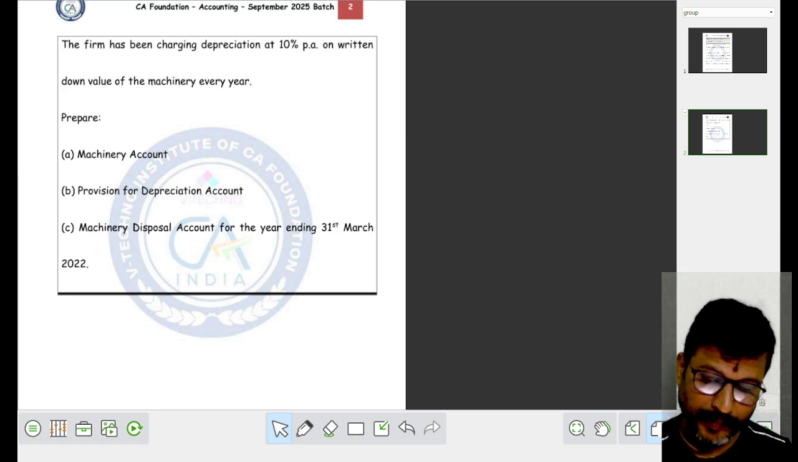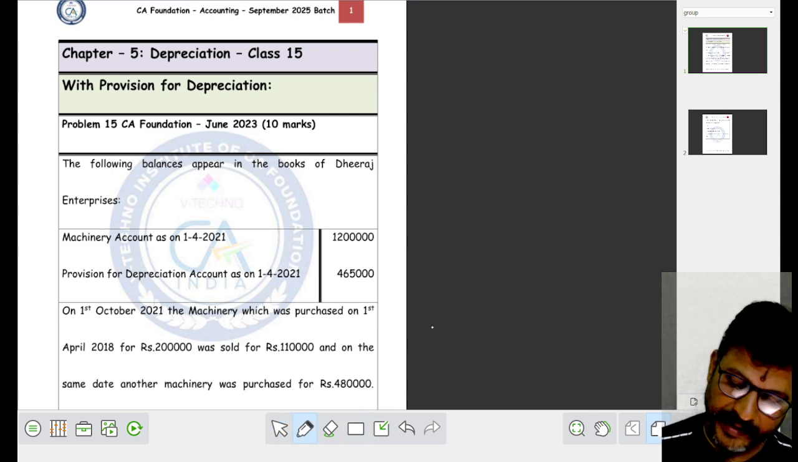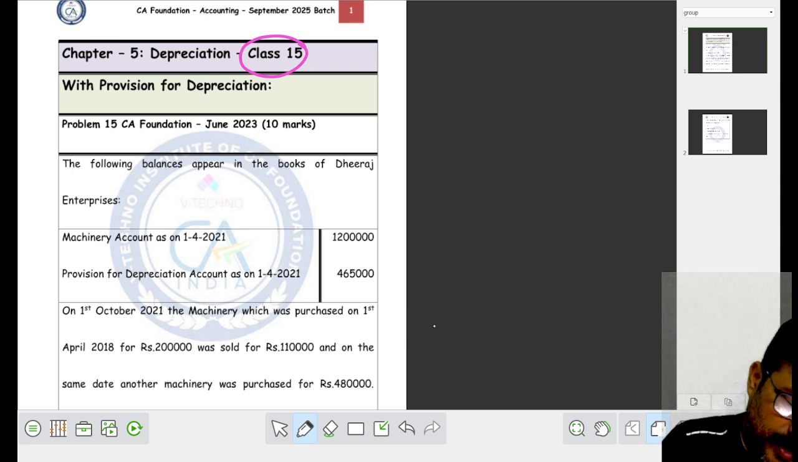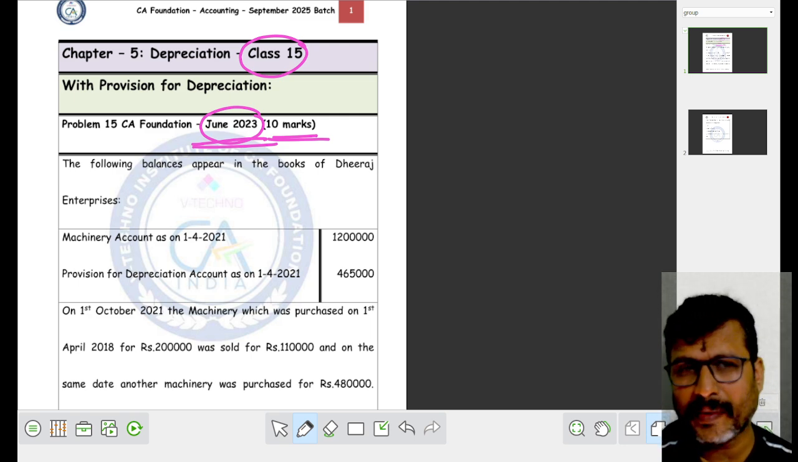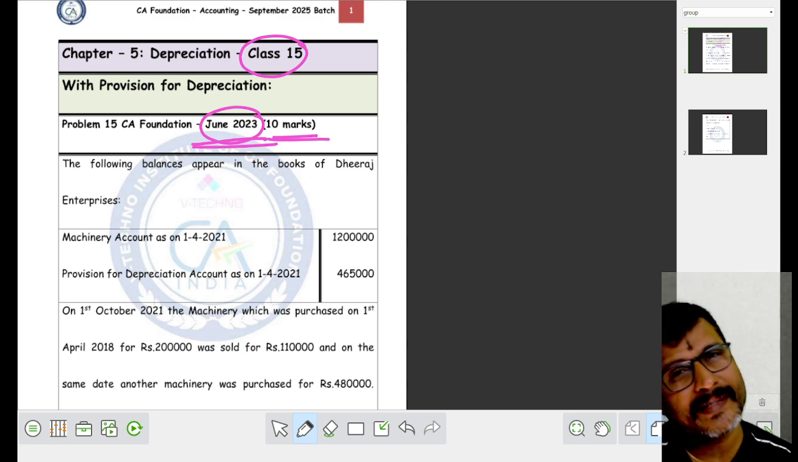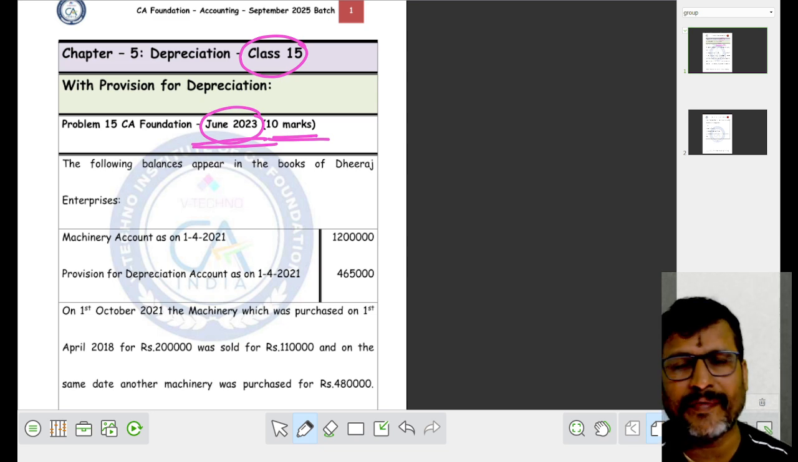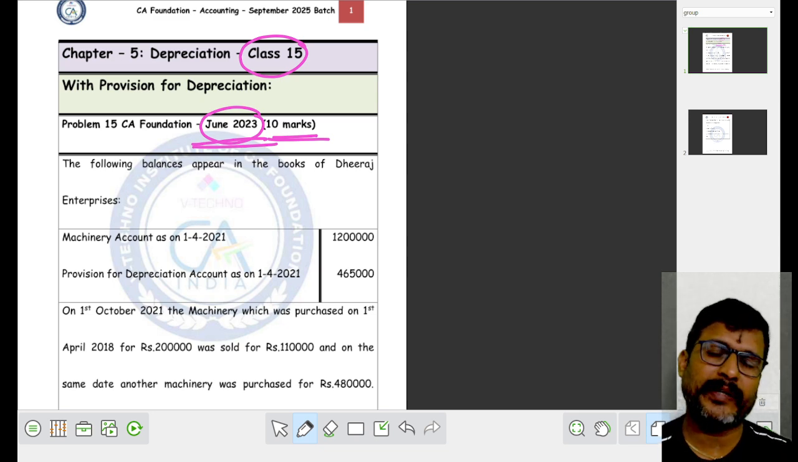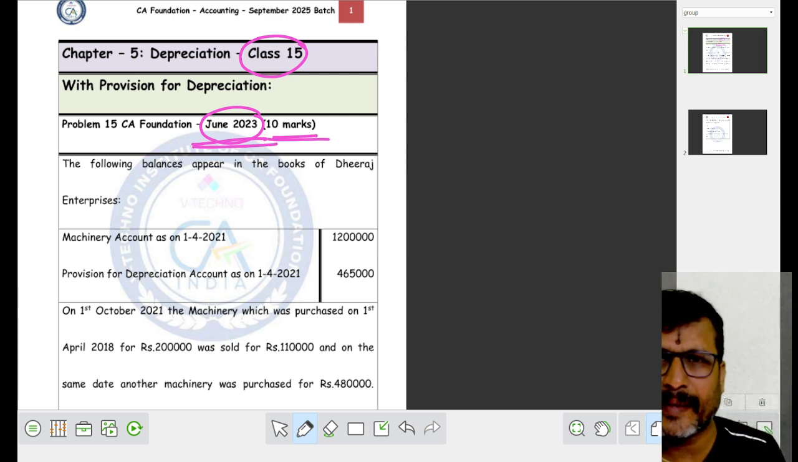Now let me see here what happened in class number 15 of the depreciation chapter. This question was asked in June 2023 for 10 marks. The old machinery problem we solved, na? Hopefully in classes 10 and 11 we solved the old machines, dividing the machines into part 1, part 2, part 3. Like that we have this type of problem.